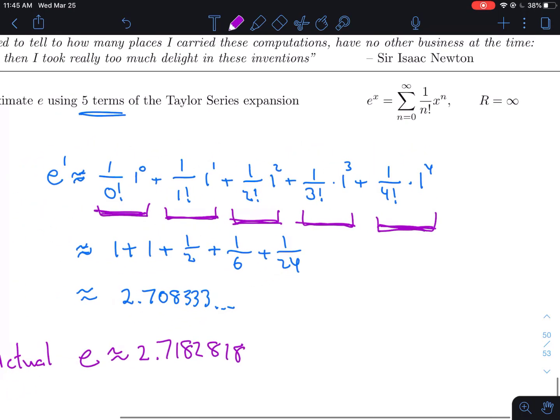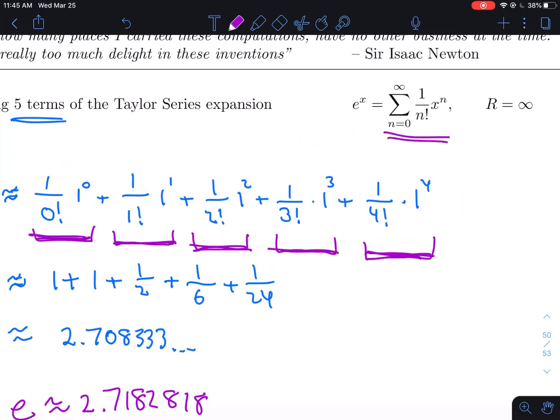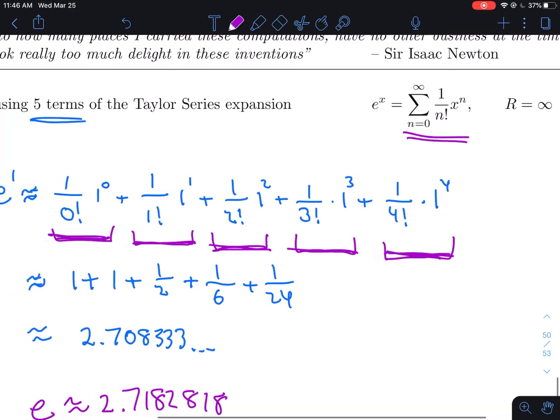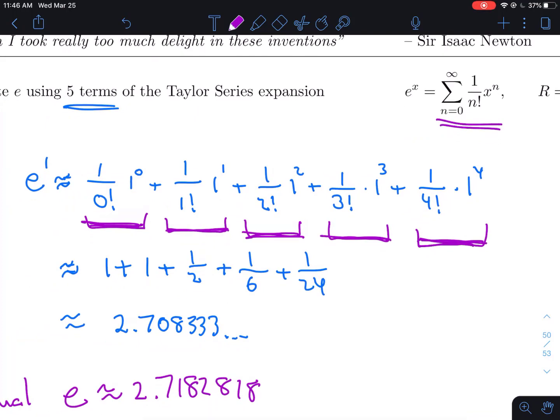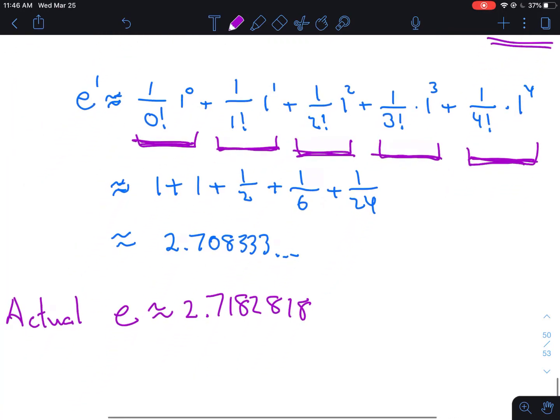Okay, so I have my 5 terms. Notice I've plugged in first n equals 0, then n equals 1, then n equals 2, then n equals 3, and so on and so forth. And in order to calculate e, notice I plugged in x immediately here. So my x was 1 in order to approximate e. I did this out: 1 plus 1 plus a half plus a sixth plus a 24th, and I got 2.7083 repeating, right? So the 3's just keep on repeating there.